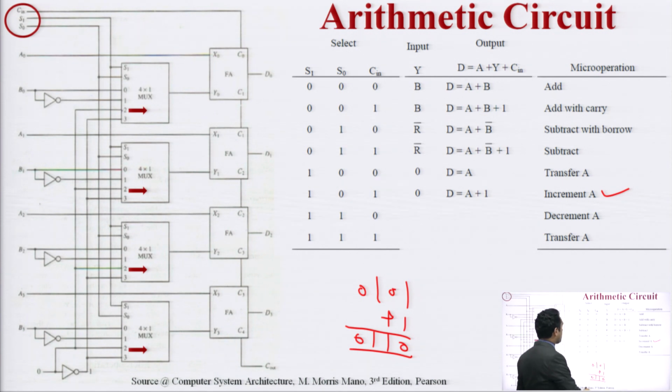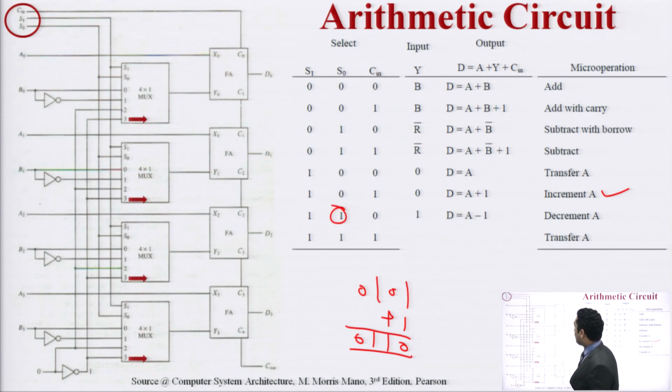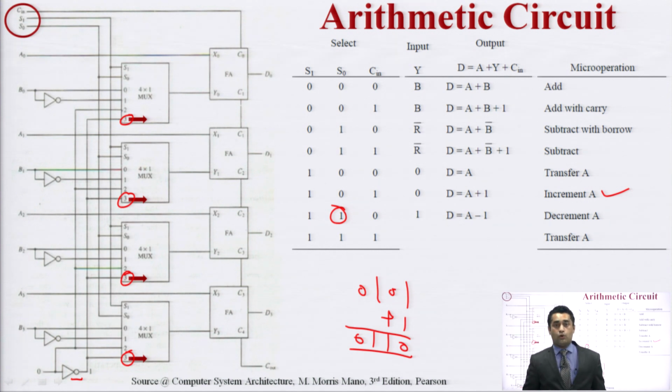What is the next? Next is when we are changing the S0 to 1 and the carry is 0. What is happening here? See this. When we are taking S0 as 1, S1 as 1, it means we are taking the next mux combination, the last one, 3. So here everywhere 3 is selected. And what is the 3 getting as an input? This is getting the complement of 0. What is the complement of 0? Complement of 0 is 1. It means we are always taking 1.